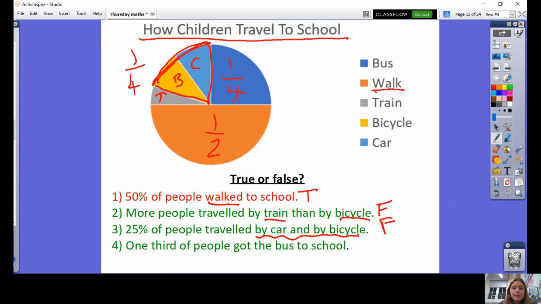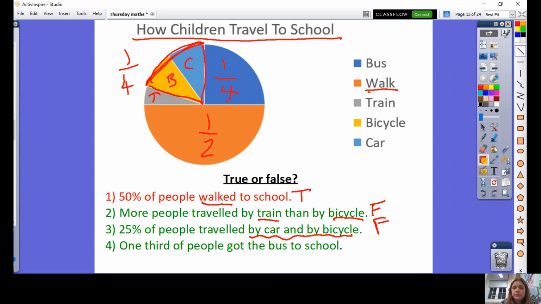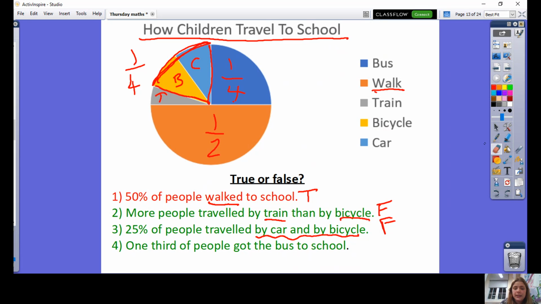Finally, 1/3 of people got the bus to school. To answer this question, I need to find where the bus is. I can see here I've already identified that the bus is 1/4. That's not the same as 1/3, so this also was false.